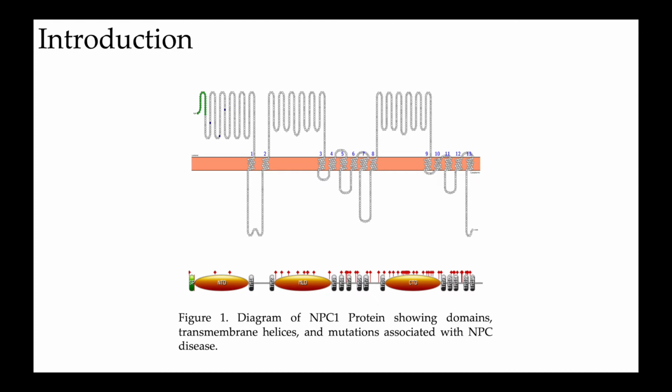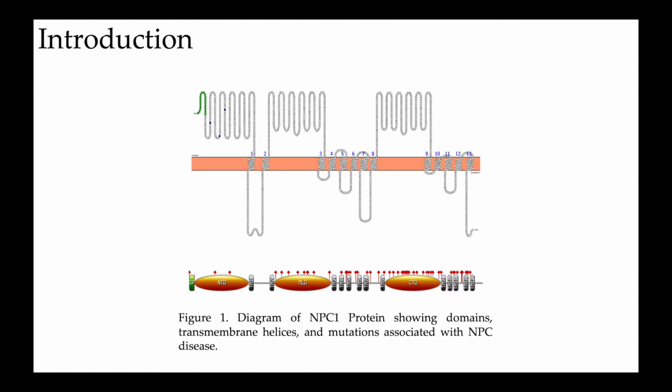NPC1 is 1,278 amino acids long, and it's a transmembrane protein. That means that it connects from the inside of the cell to the outside of the cell. It has 13 transmembrane segments and 3 relatively large luminally oriented domains: the N-terminal domain, the middle luminal domain, and the C-terminal domain. The N-terminal domain binds cholesterol about 90 angstroms from the membrane, and it was suggested that the sterol sensing domain, which is transmembrane helices 3 through 7, can also bind and transport cholesterol. And as I said, the sterol sensing domain forms a pore made of the transmembrane helices 3 through 7. So there are 5 of them.